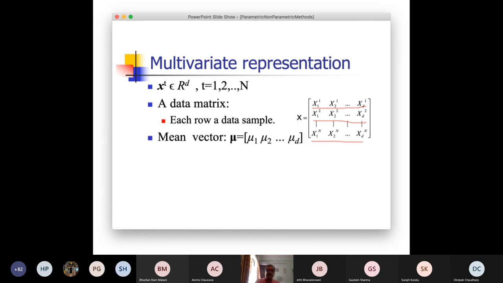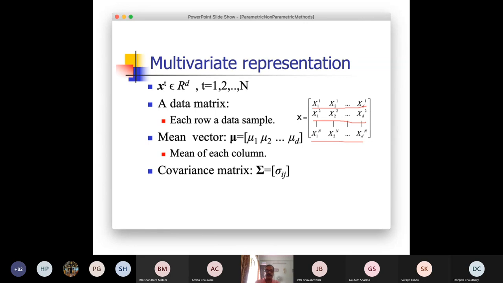So each row is a data sample, and for this multivariate representation, your random variable is a multidimensional random variable, and let us consider the mean of all rows. The mean of all rows will give you a mean vector. By taking the mean of all values in a single column, that will give mu1, similarly for the others. So effectively each field of that vector can be obtained by taking the mean of each column.